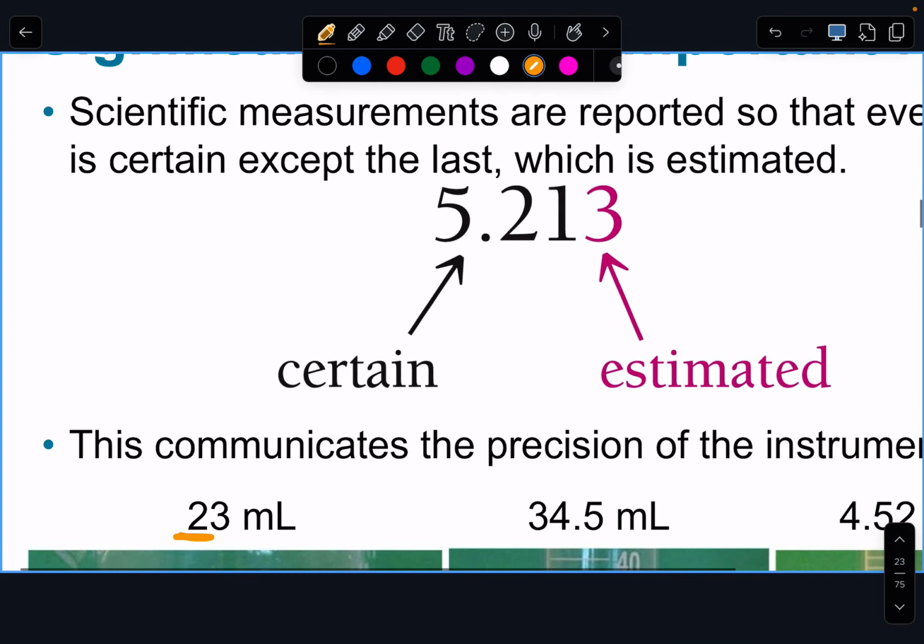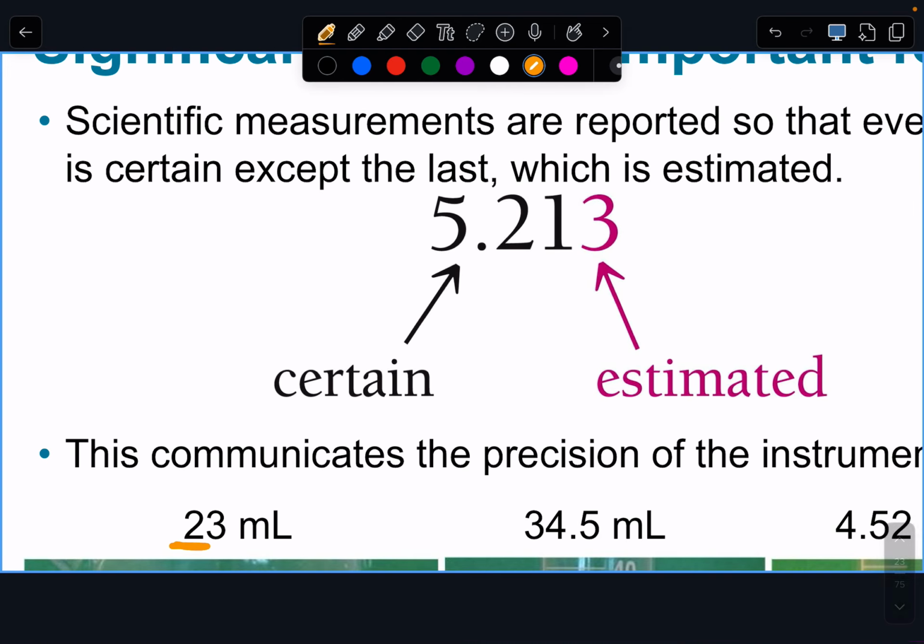So this number up here, 5.213, if I was just given that number as a measurement, like someone said, oh, I measured out 5.213 milliliters, I would interpret that as they were sure that it was 5. They were sure that it was 0.2. They were even sure that it was 0.21, and then they guessed that last digit. Okay? So that's what's implied when you're given a number with a particular number of significant figures.